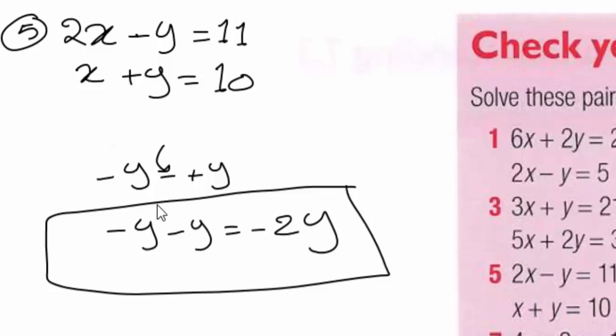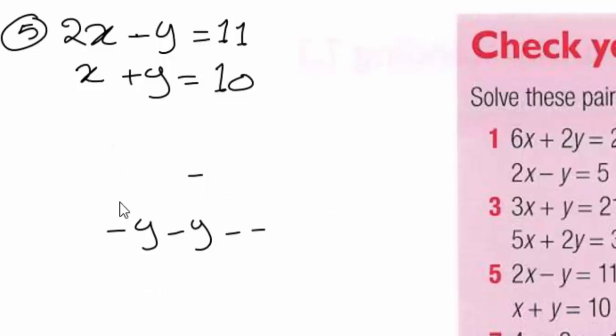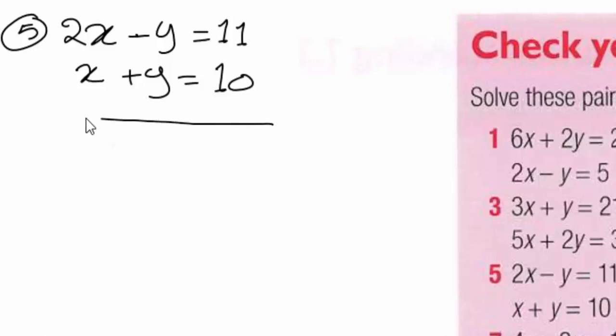That's why we need to add them, because negative y plus positive y will be 0. And in this case, the y will be eliminated. It means the y will be removed. What's remaining is only x, which is the step that we want. Now add these two equations together.